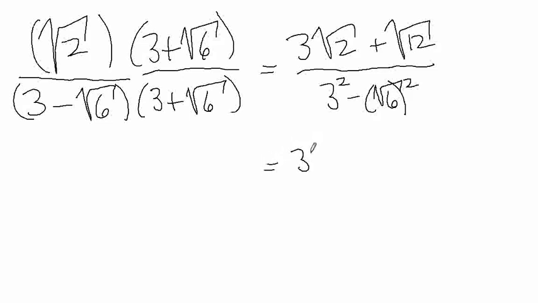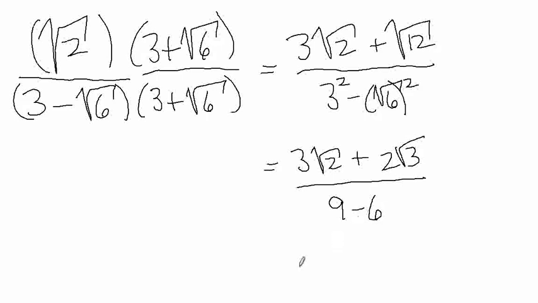Now let's try to simplify. 3 root 2 and root 12, I can replace that. 12 is 4 times 3, so 2 root 3 is equivalent. And on bottom I have 9 minus 6. So the best I can do is the following: 3 root 2 plus 2 root 3 over 3.